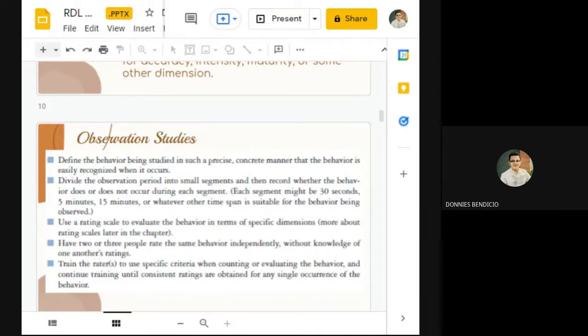Okay? So divide the observation into small segments and then record whether the behavior does or does not occur during each segment. Halimbawa, ngayong araw, ipinakita niya ba yung ganitong behavior? Ganitong araw, talaga bang ganito yung behavior niya? Kaya nga minsan kapag nagpapasurvey kayo, merong mga instances na yung mga respondents ninyo hindi sinasagutan ng maayos yung inyong mga questionnaire kasi isang beses lang ninyo ibinigay.